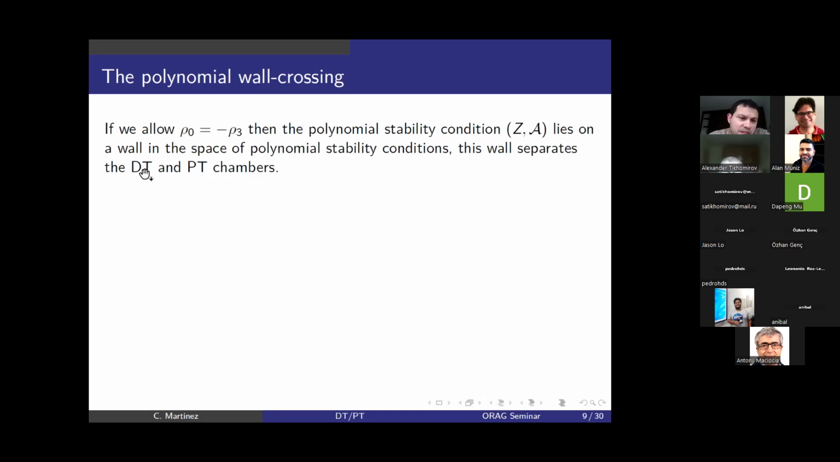But now, of course, when I'm talking about DT, I mean the polynomial DT stable objects with respect to the central charge, and PT stable objects are PT stable objects with respect to this polynomial central charge. Just that in rank 1, somehow they coincide with the ones that were known before.